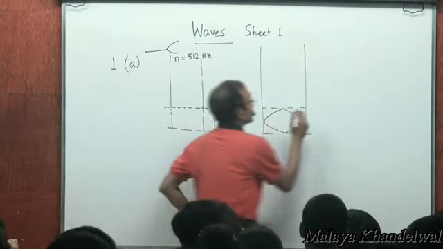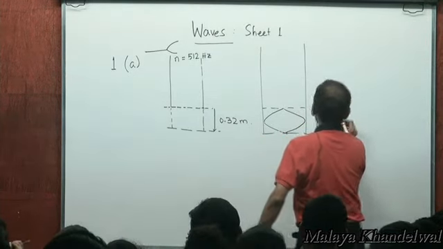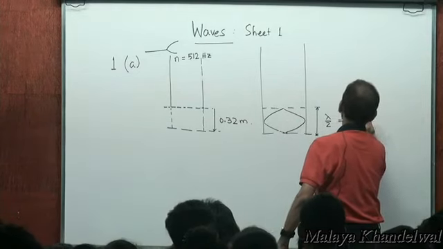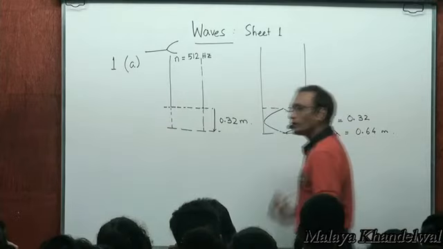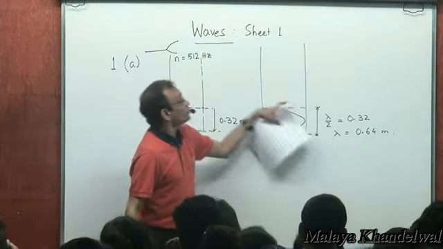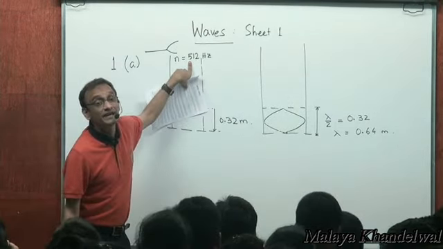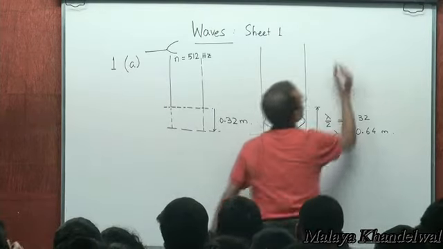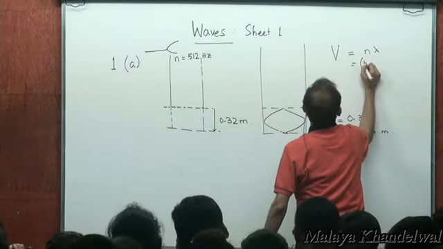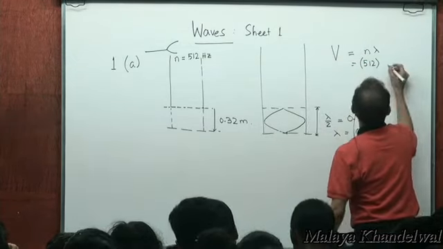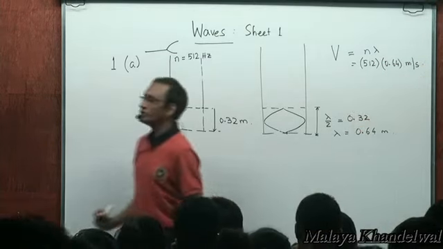That means to the total length, what is added is lambda by 2. And this lambda by 2 must have been 32 centimeters, so lambda must have been 64 centimeters. Now, given lambda, the frequency of oscillation must be the same as that of the tuning fork, because it is in resonance with the tuning fork. This gives us enough to calculate the speed of sound as n lambda. n is 512 hertz, and the lambda obtained from this data is 0.64 meters. These many meters per second would be the velocity of sound.